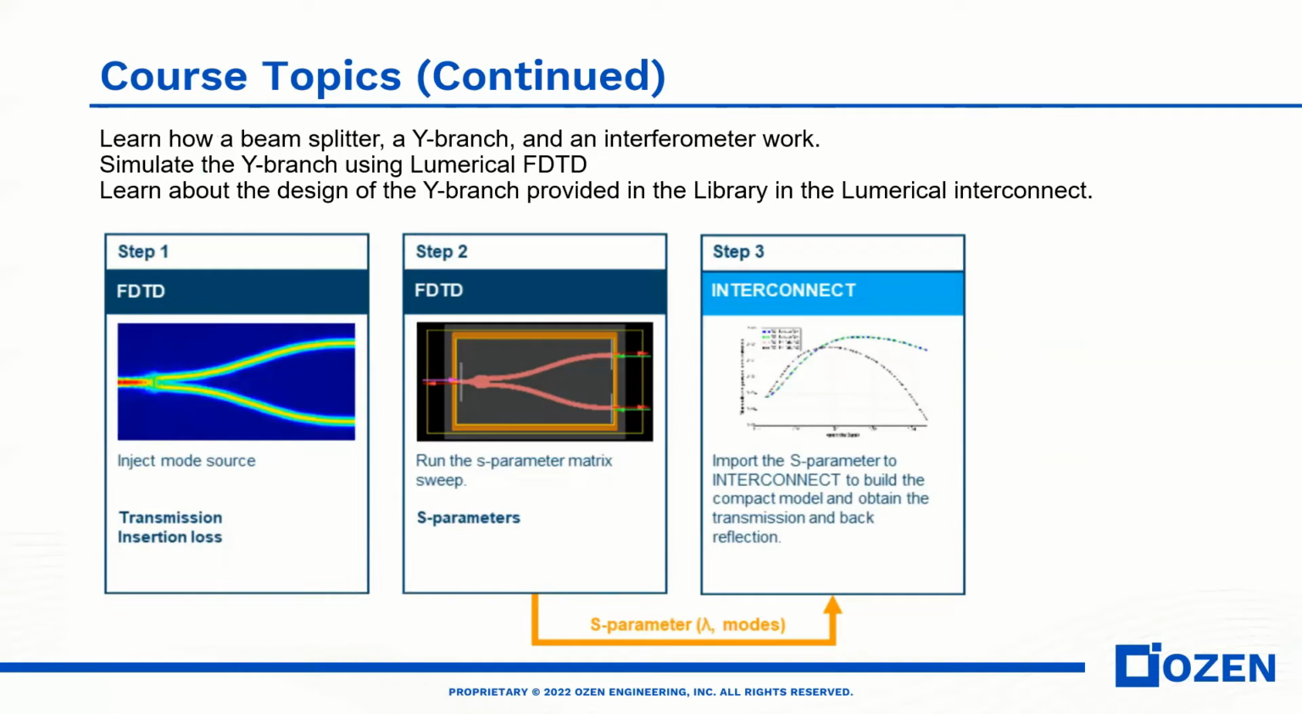The next step is to design the beam splitter, the Y branch, and the interferometer. We will calculate transmission and reflection, extract S parameter, and use Lumerical interconnect at circuit level. You see here, we start with Lumerical FDTD to calculate the transmission insertion loss. Then in step 2, we calculate the S parameters. And in step 3, we use the compact model that we created in previous section in Lumerical interconnect to calculate the circuit behavior.